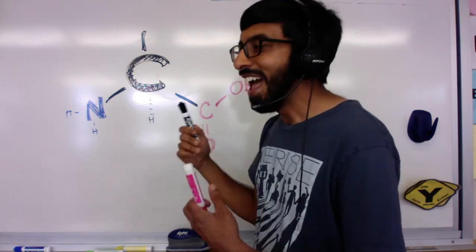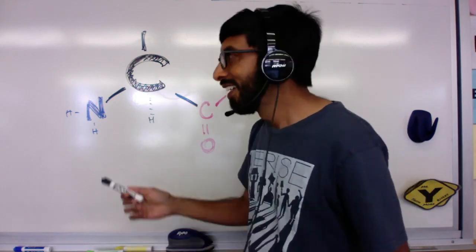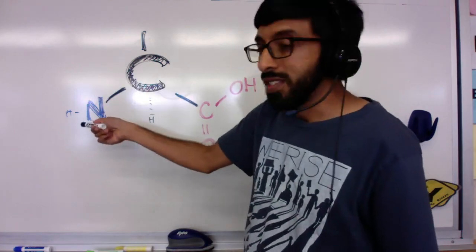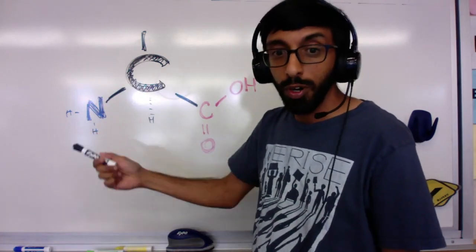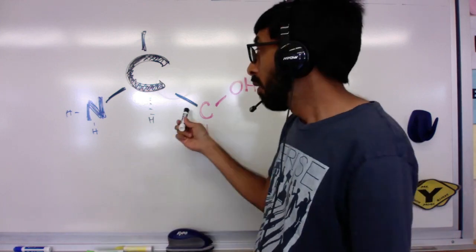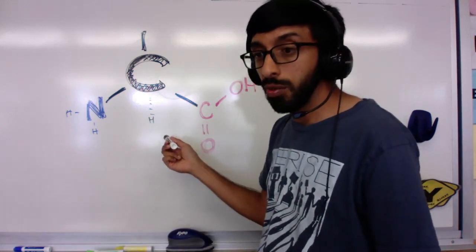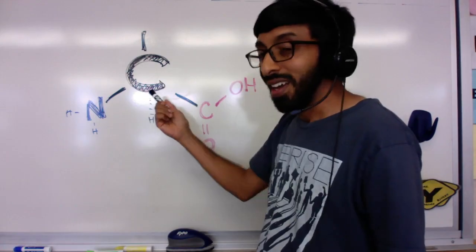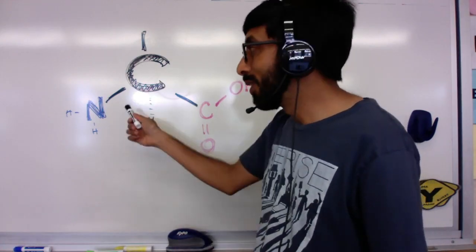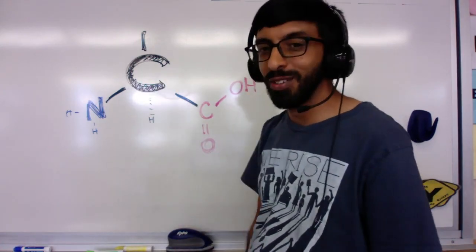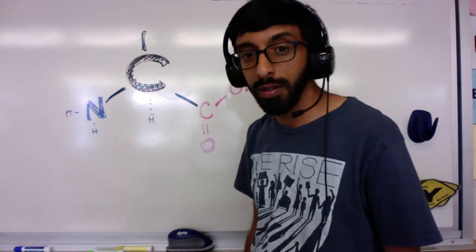All right, so every single amino acid out there has essentially a carbon, and on one side you've got an amine group, or an amino group, if you want to call it that, and on the other side you have a carboxylic acid group, or just called an acid. So an amino acid is any carbon with an amine on one side and an acid group on the other side, you've got an amino acid.